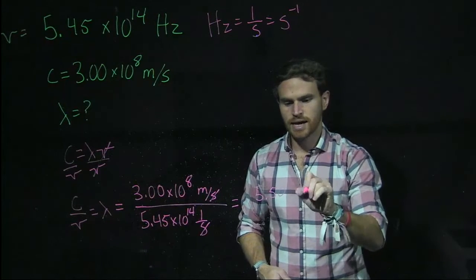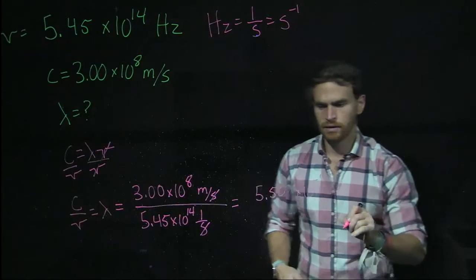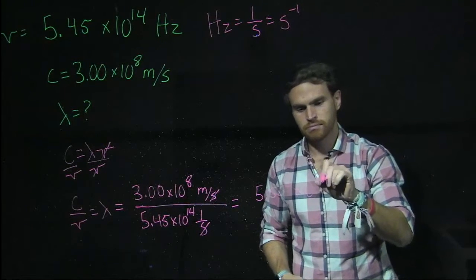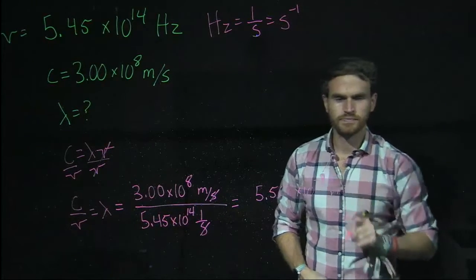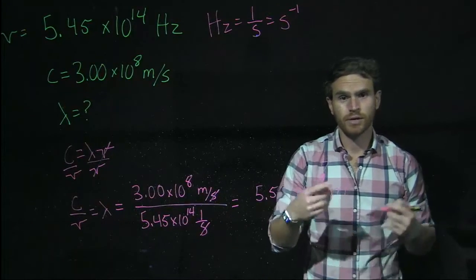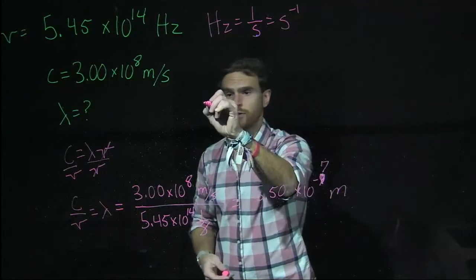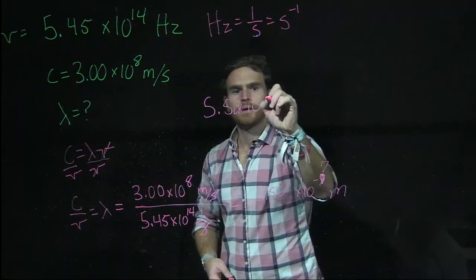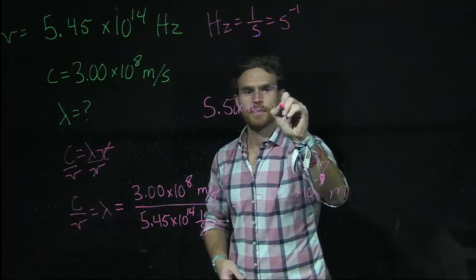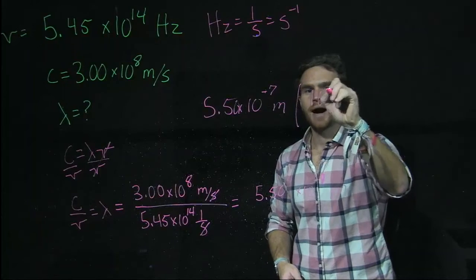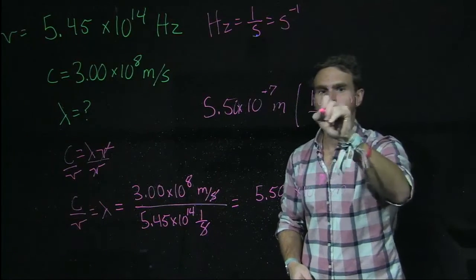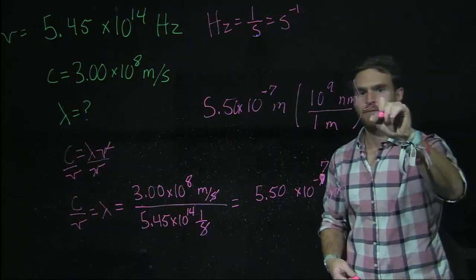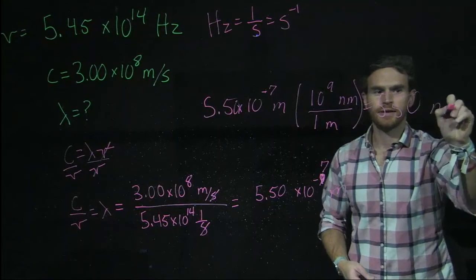5.50 times 10 to the negative 7 meters. Now we need to convert this value into nanometers. And we can do that if we recall that there are 10 to the 9 nanometers in 1 meter, which should give us a final answer of 550 nanometers.